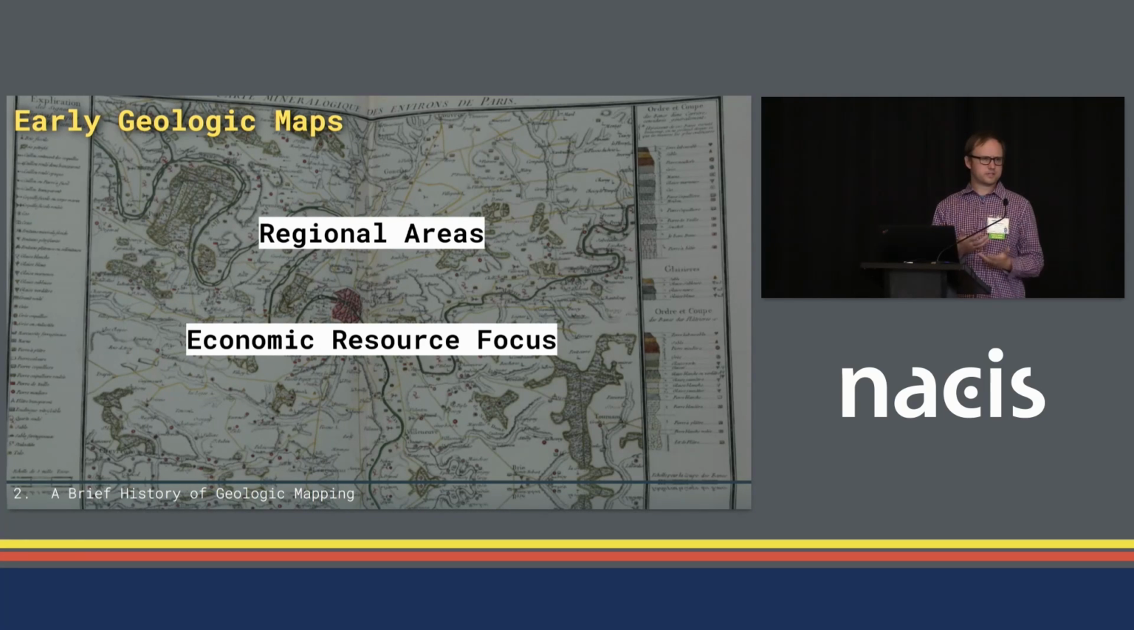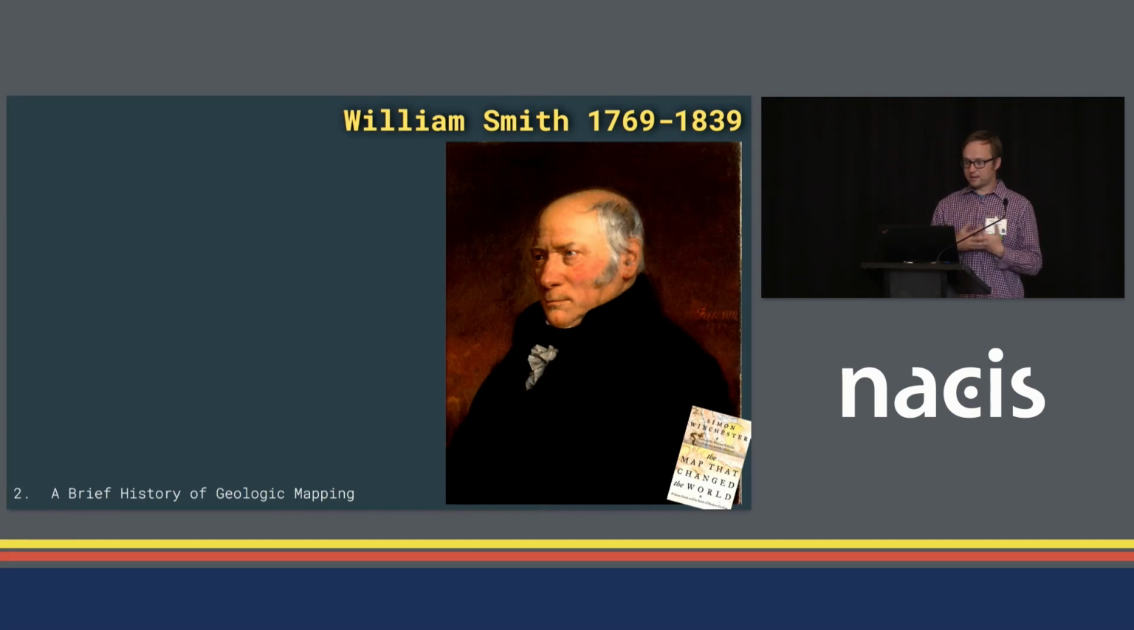These are some examples of early geologic maps. They're generally regionally focused on a very small area, as well as tending to have a more economic focus. And that wasn't the paradigm until William Smith came along.